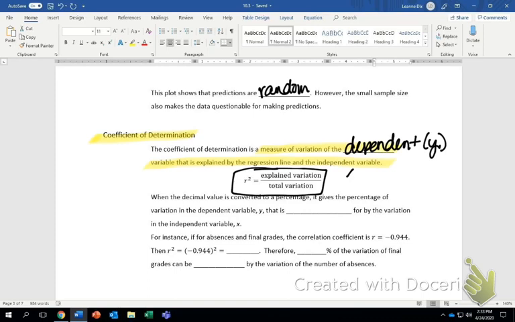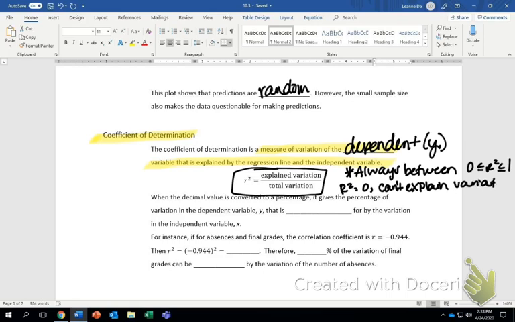But since we're squaring it, you have to understand any number that we square automatically becomes positive. So this is always going to be between 0 and positive 1, inclusive. Some extra notes: if r squared equals 0 or is close to 0, that means we cannot explain all of the variation. But if it was equal to 1, that means all the variation can be explained.